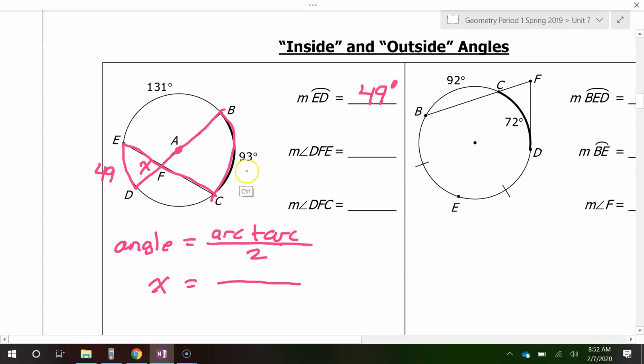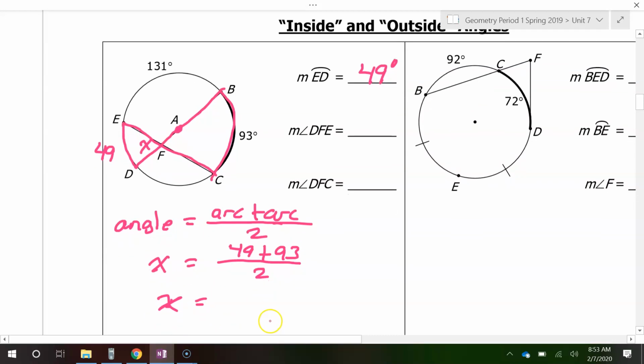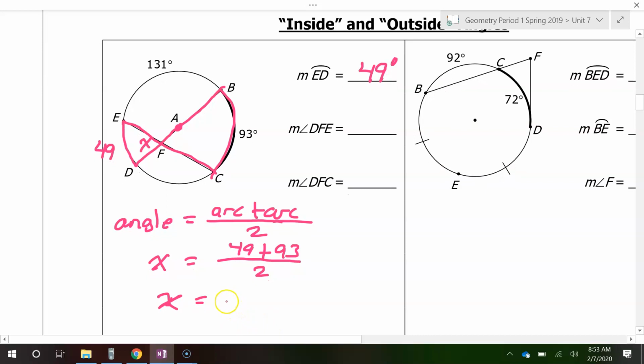We have to use the 93 and the 49. Okay? So it's going to be 49 plus 93 divided by 2. And then go ahead and tell me what that is when you have it. 71. Okay, so we have 71 degrees. All right, and then they say angle DFC.